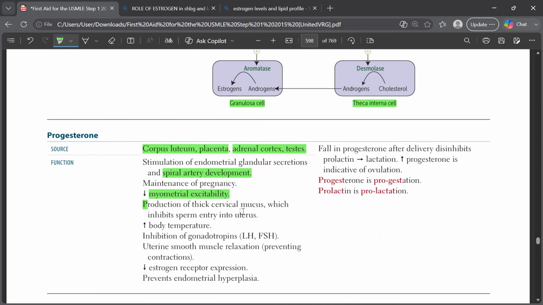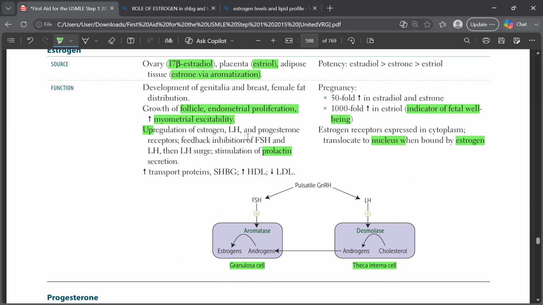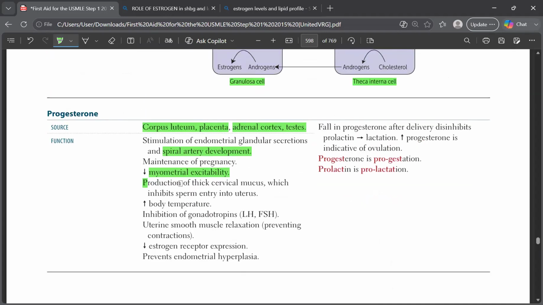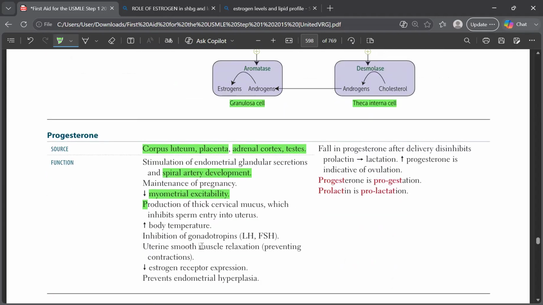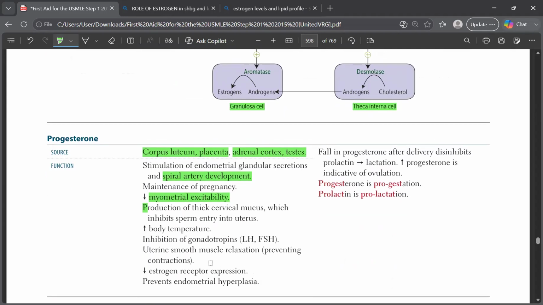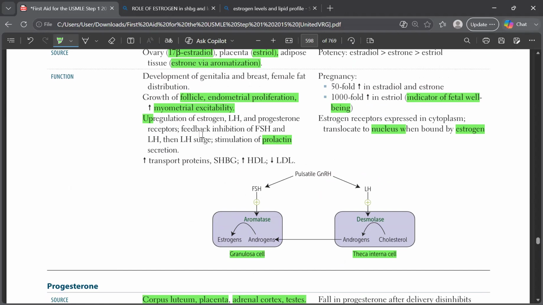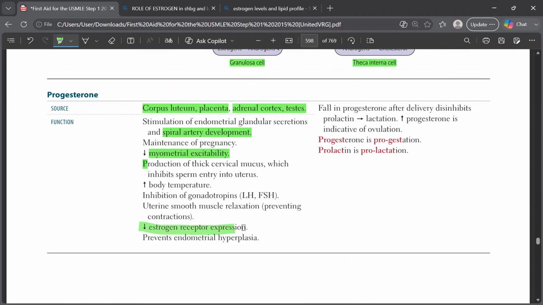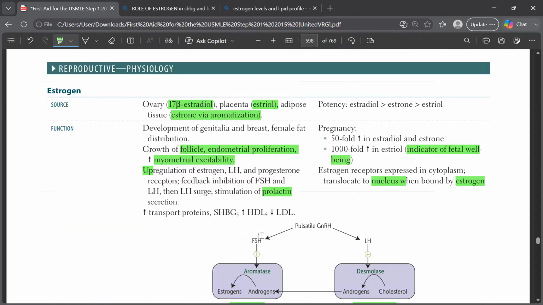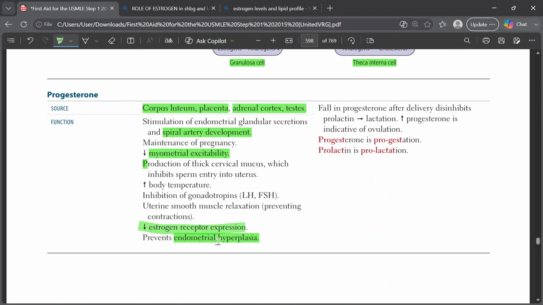Production of thick cervical mucus, which inhibits sperm entry to uterus, increase in body temperature, inhibition of gonadotropins luteinizing hormone and FSH, so did estrogen receptors, uterine smooth muscle relaxation, preventing the contractions, and estrogen had no role in that. Decreased estrogen receptor expression, which is opposite to estrogen, prevents endometrial hyperplasia. Estrogen caused endometrial proliferation, and progesterone prevents endometrial hyperplasia.